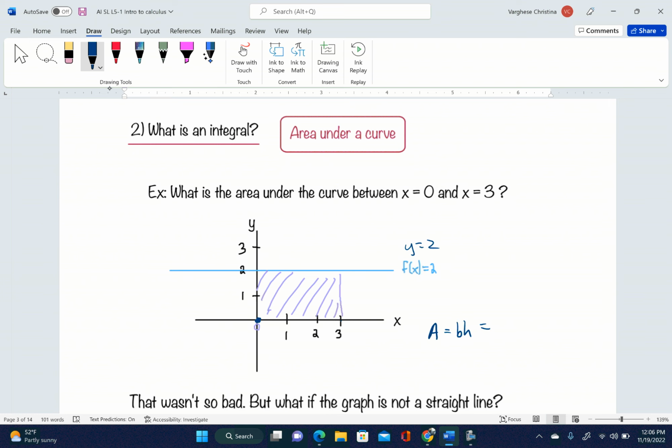So our base here is 3. So it's going to be 3 times, and our height here is 2. So 3 times 2 is equal to 6. So the area of this curve right here is equal to 6 units.